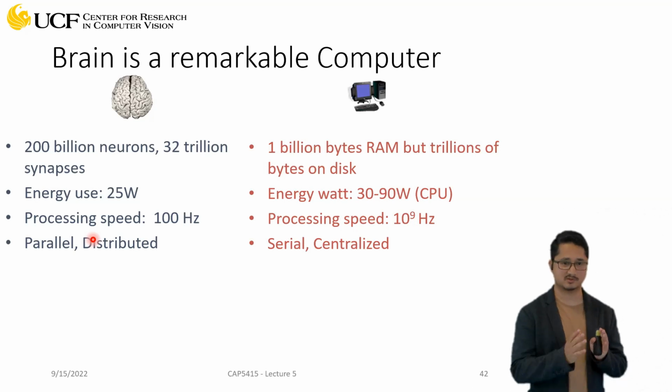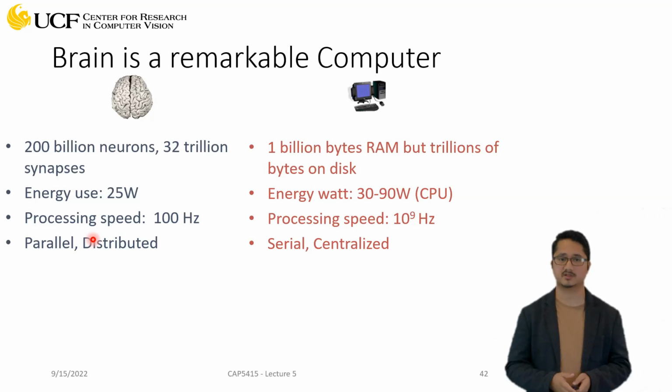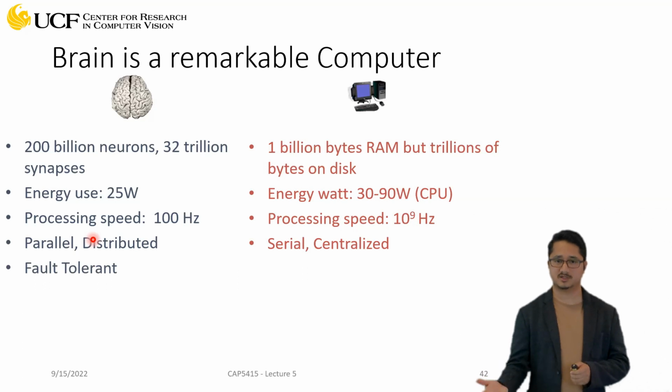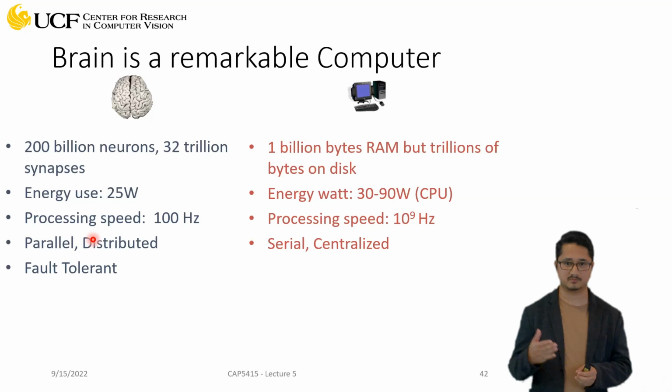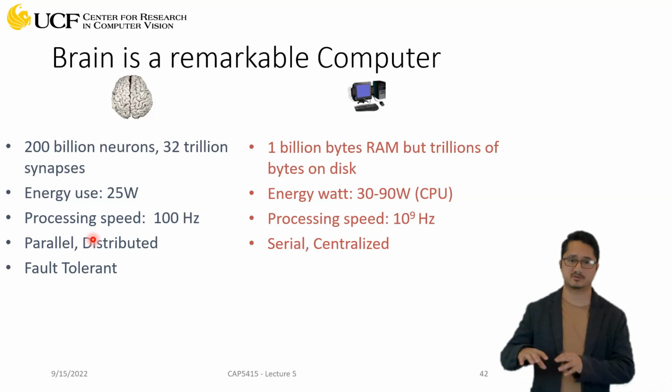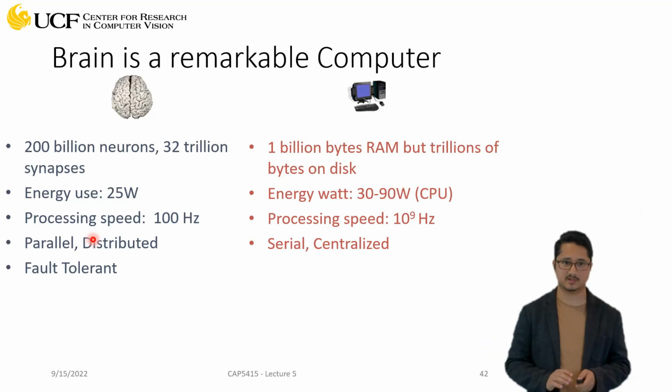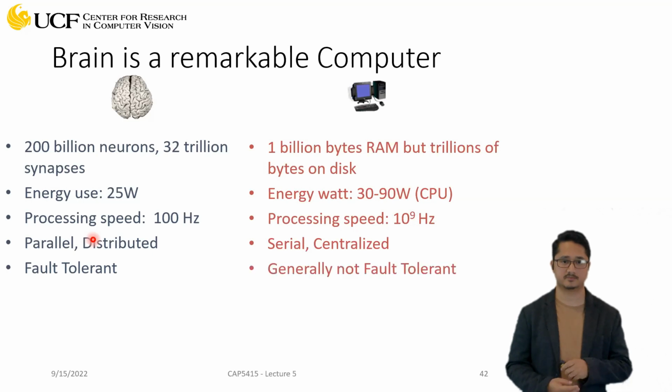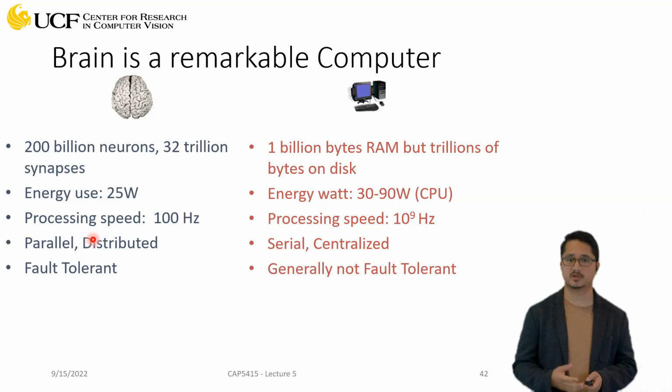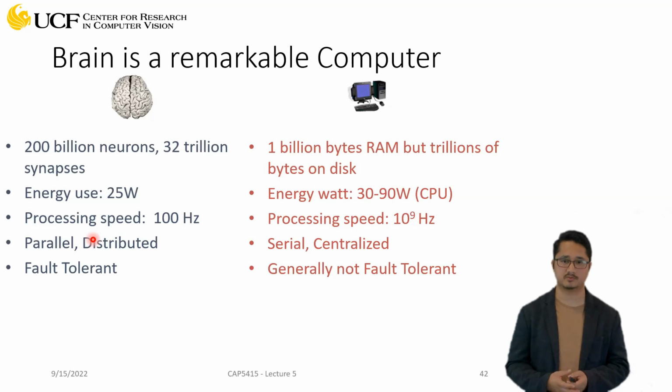Usually we focus on one thing and then we don't know what's happening in our surroundings. On the other hand, computers are always serial, a centralized system. There is one system which tries to control everything. So it's not distributed or parallel. The brain is fault tolerant, and if something goes wrong, we can still handle it. We can easily do the damage control, but in the case of computers, it's very hard to make them fault tolerant.